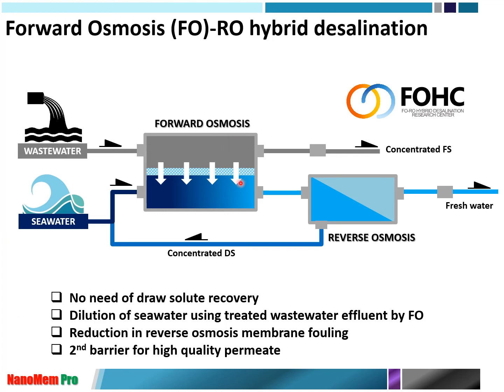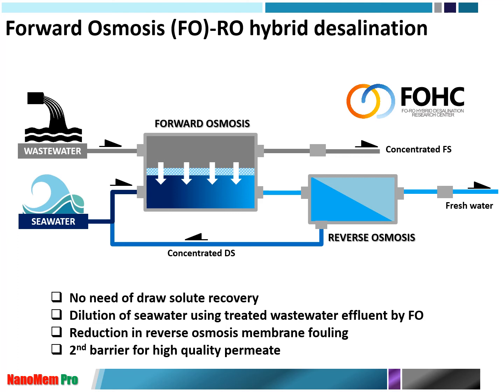So you have a different osmotic pressure, and the higher osmotic pressure will pull water molecules through the semi-permeable FO membrane. Then this reduced osmotic pressure stream can go to the reverse osmosis process and be continuously circulated. With less salinity, we achieve less energy consumption for the reverse osmosis process.